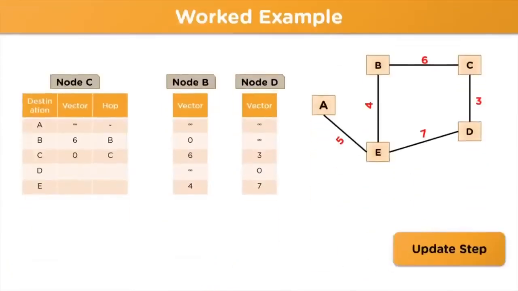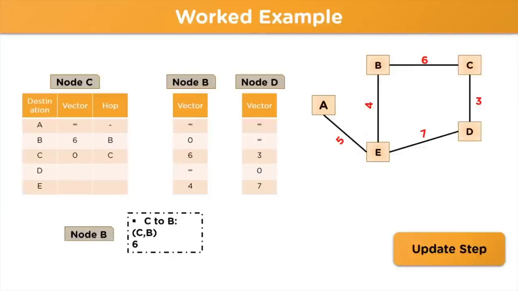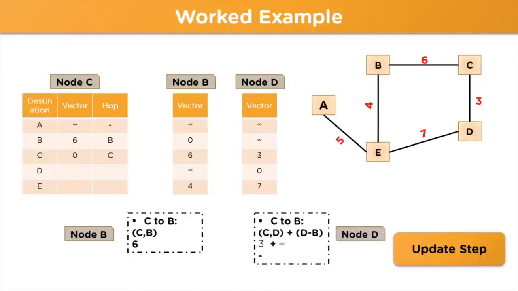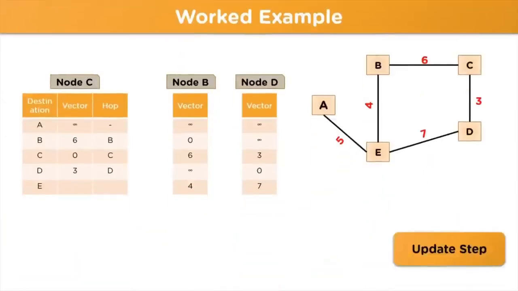Moving on, we have destination as B. For node B, we have direct connection, so C comma B value is 6. Whereas for node D, we have C comma D, that is distance 3 plus D to B, that is infinity, as it is not directly linked with the node B. So again the value is null. Then we have destination as C. So connection between C to C is 0.